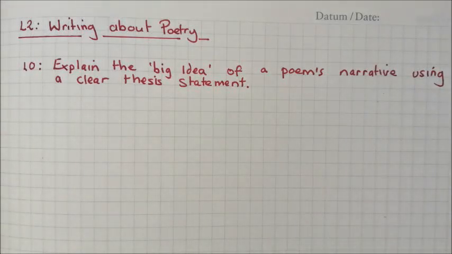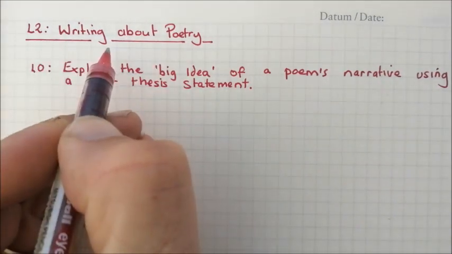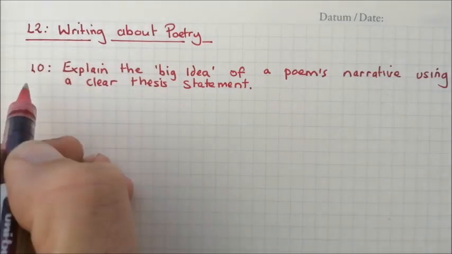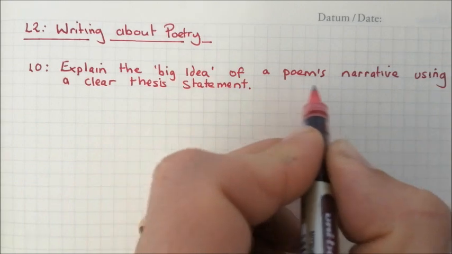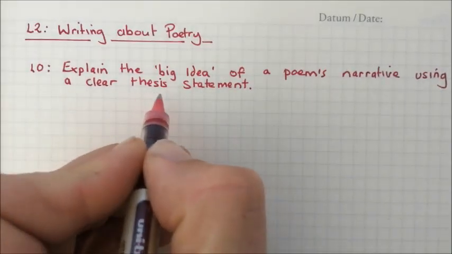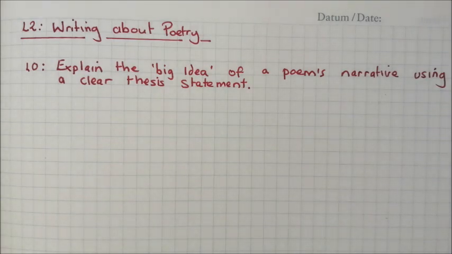Okay, good morning. Yesterday we looked at the poem You Being Born, and today is our first lesson writing about poetry properly. So our title is Writing About Poetry. Get it down and underline it, make it neat, make it beautiful. Then our learning objective is to explain the big idea of a poem's narrative using a clear thesis statement. I'll just give you a second to get that down as well.